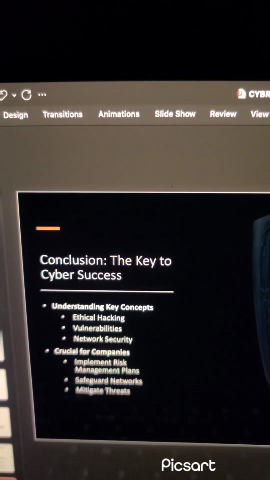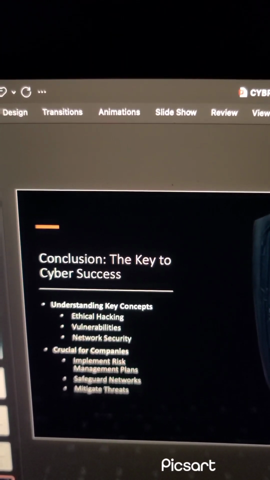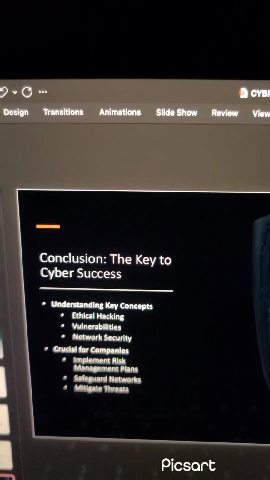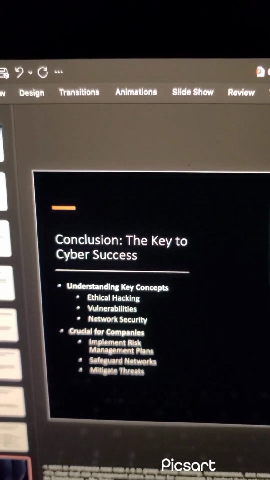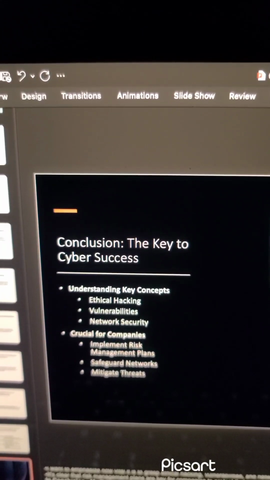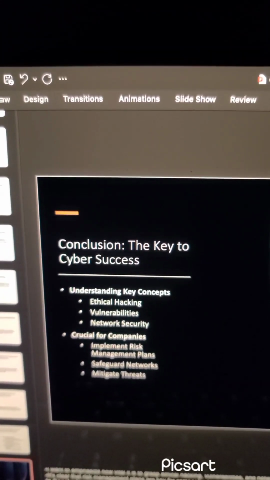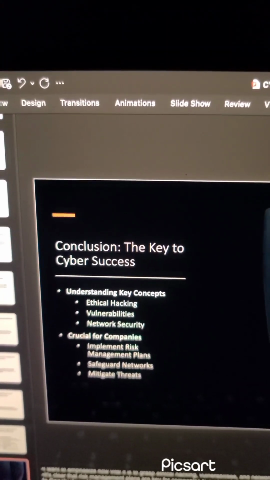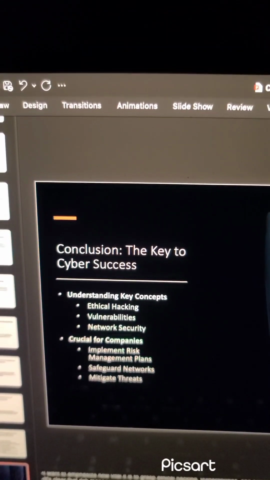It is clear that risk management plans are key for companies to protect their networks. Also, to wrap everything up, I'd like to highlight that these concepts are fundamental both for individuals entering the cyber field and for companies securing their networks.